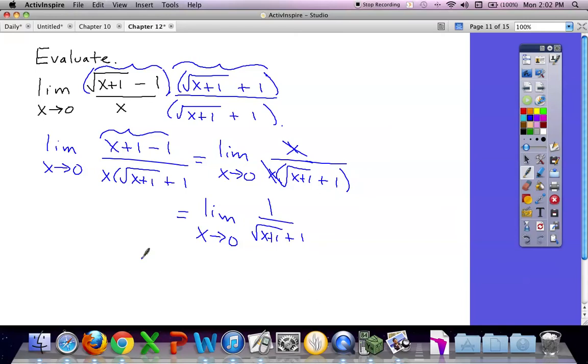Okay, now if you try direct substitution, if I put in a 0 for x, now I have the square root of 1, which is 1. And because that's a plus, it's not leading to a divide by 0 anymore. It's actually 1 over the square root of 0 plus 1 plus 1, which is 1/2.